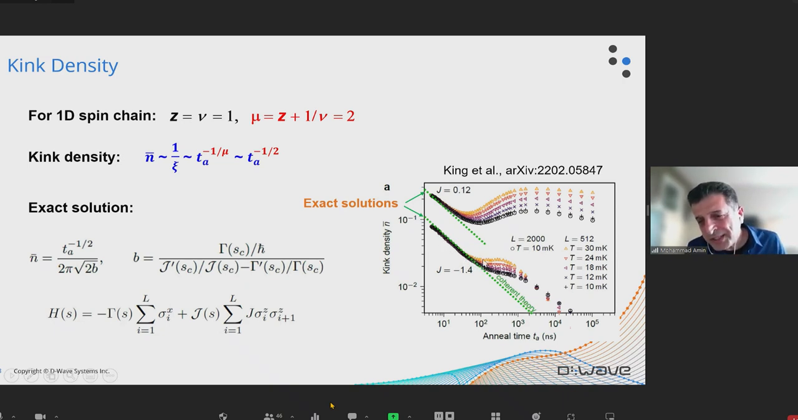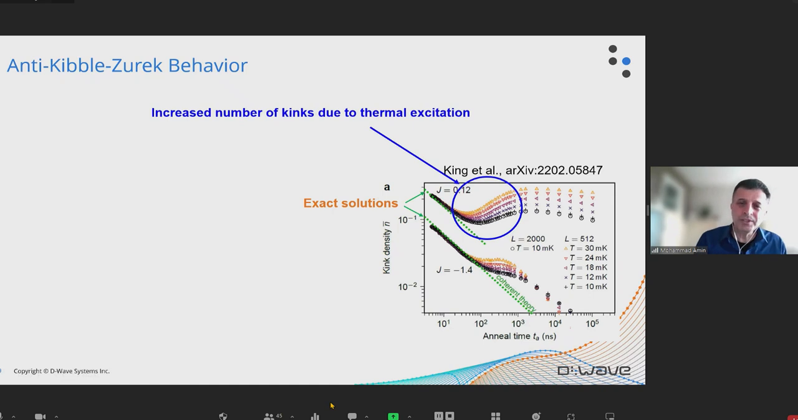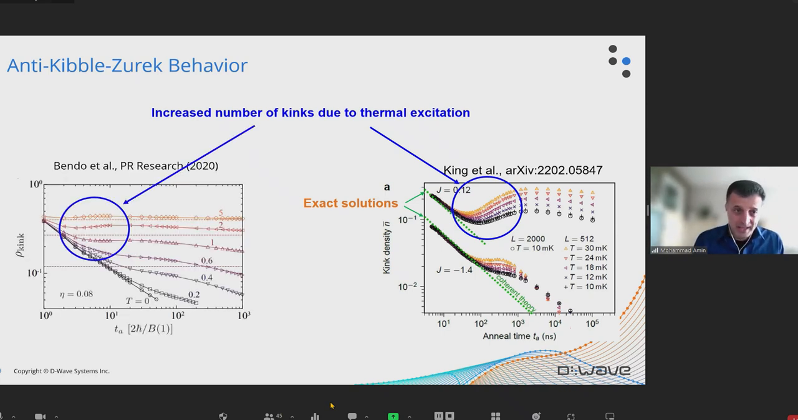But as you increase temperature, you see that the number of kinks grows compared to the coherent annealing, and the larger the temperature, the more deviation you get. And you would expect that, because temperature can also create excitations and generate kinks. And for a small J, it actually changes the slope of the function. You would expect that as you increase annealing time, the number of kinks goes down and you get closer to the ground state, but it goes the opposite. At some point, it goes up. And this is called anti-Kibble-Zurek behavior. It's purely due to thermal excitations. And there was actually a paper in 2020 by Bando et al., which did it numerically, and they predicted that.